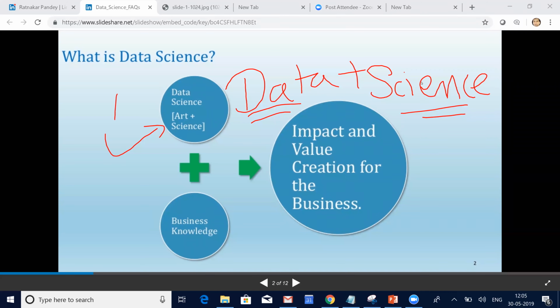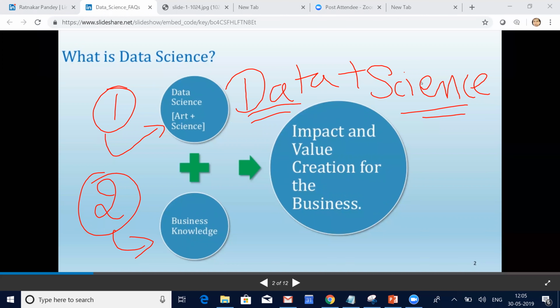But that is not the only ingredient. What is also needed is the business knowledge, right? So you should be knowing what exactly it is that you're trying to solve for. So let's say you're working in the telecom industry, and your client says that I have to figure out why my customers are attriting or leaving the company and going to some other telecom provider out there, right?